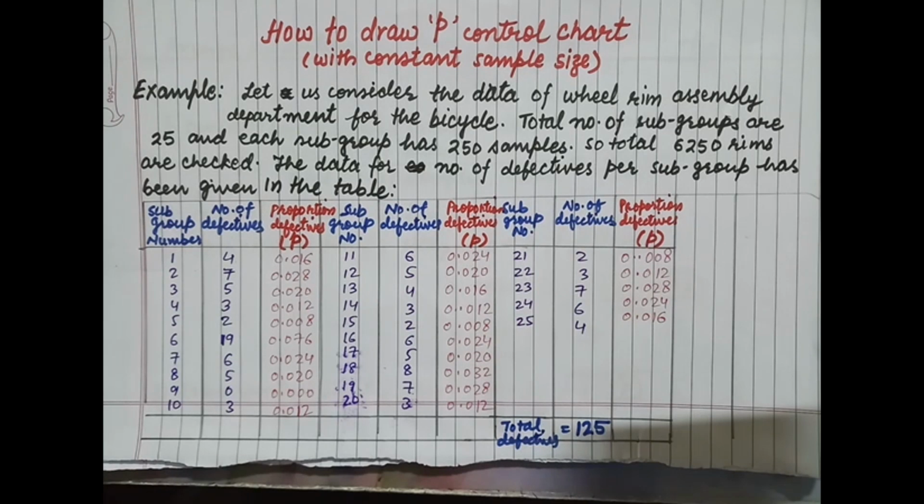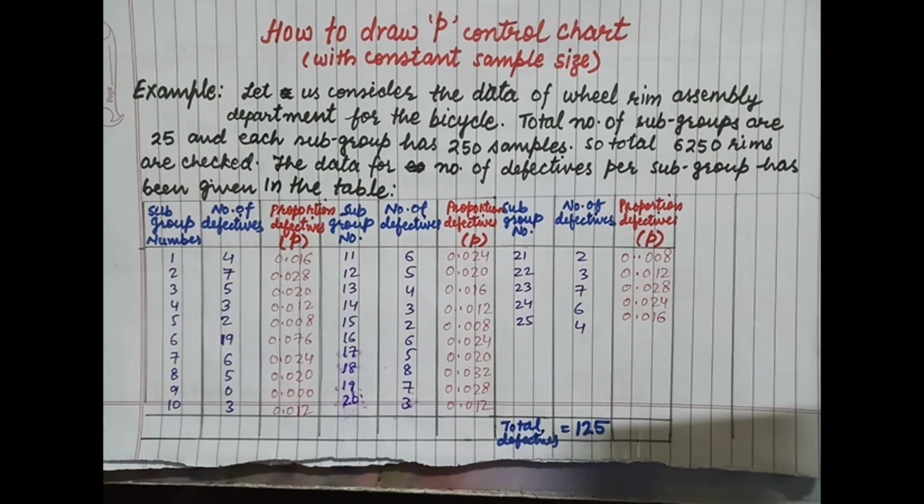In this video, we will be discussing the method to draw a P-control chart. As we know, a P-control chart is drawn for attribute quality characteristics, those which cannot be measured but can be seen, like defects, number of defectives, the smell, go, no go, etc. Here we will understand this chart with the help of an example.